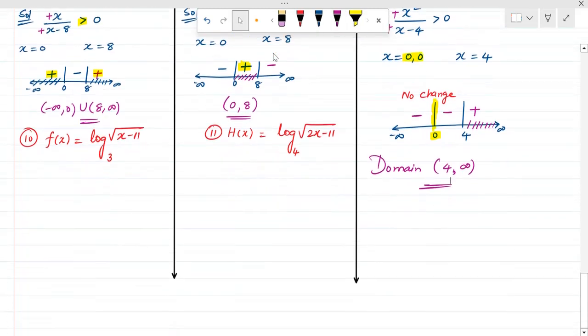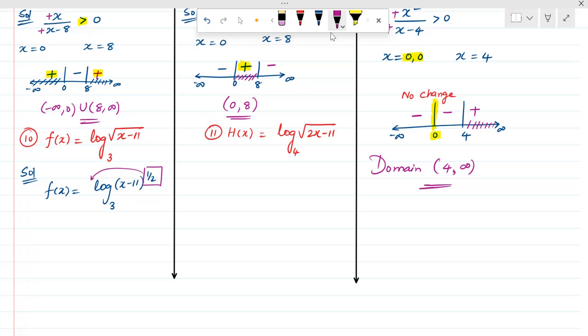Now the next one, here we will have a root. So how will you solve the root? First of all, we will use the property of log. So what is the property of log? If I cancel the root, it is to the power half. So as per the property, I can bring this half to the front. So it becomes 1 over 2, then log of x minus 11 base 3. Therefore, we have to write this one is strictly more than 0.